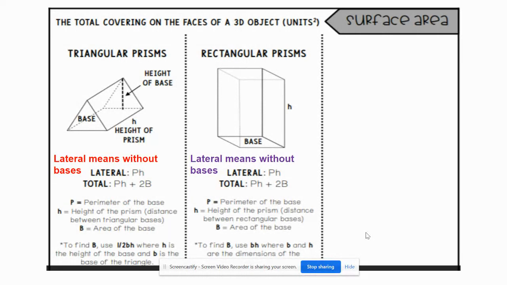Now, we've talked about rectangular prisms. Now we're going to take a look at triangular prisms. We're able to identify the base because it's the shape of a triangle.